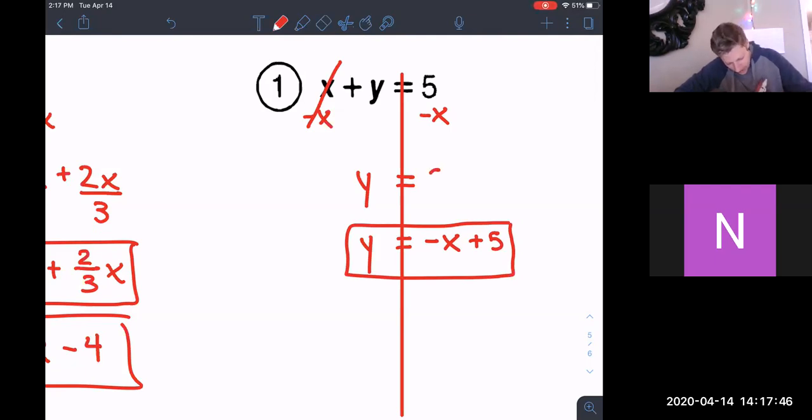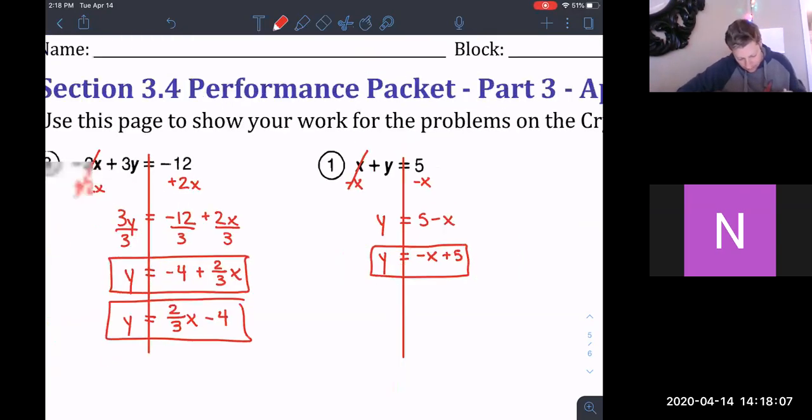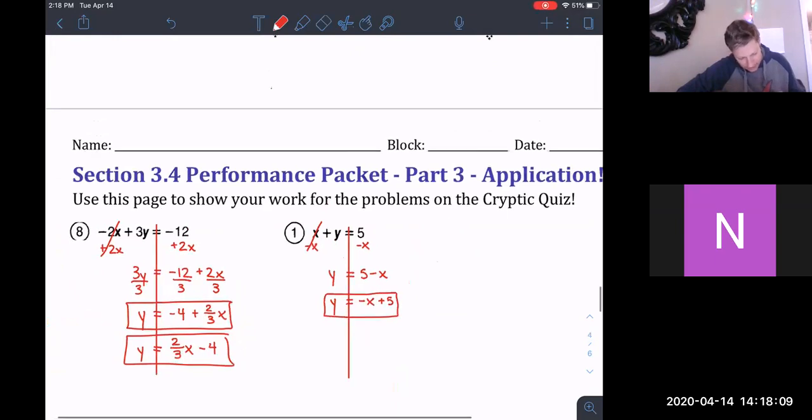So 5 minus x and negative x plus 5 are the same expressions. Remember, when we move terms around in an expression, we can do that. We just have to take the sign in front of that term with it. So if it was a negative x at the end of the expression, it has to be a negative x when we move it to the front. So number 1, our answer should be negative x plus 5.